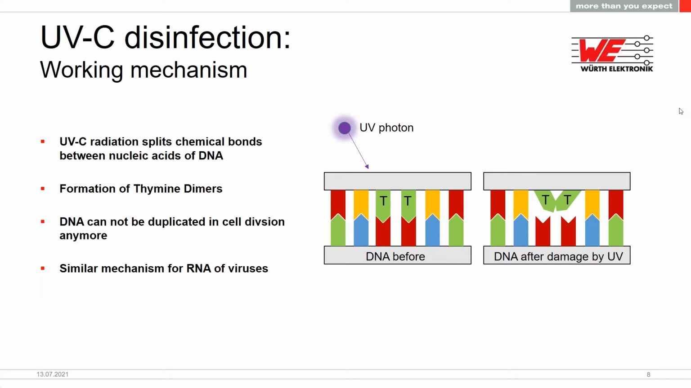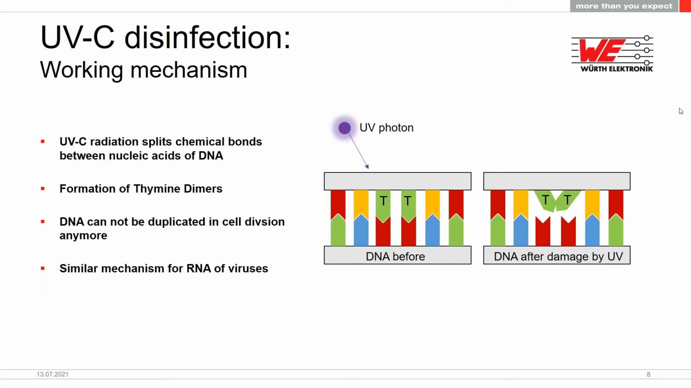So basically this cell then is inactive, right? Can't live on anymore. And a similar mechanism happens for the RNA of viruses. For the RNA in viruses, they don't have this thymine, but they have uracil. But the mechanism is similar to this thymine dimers. So basically what you can do, you can damage the DNA, but also the RNA of viruses.